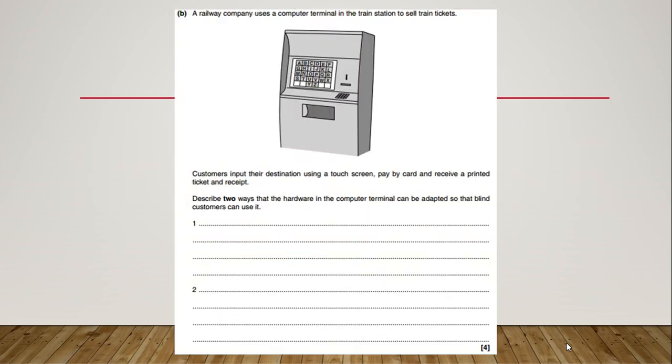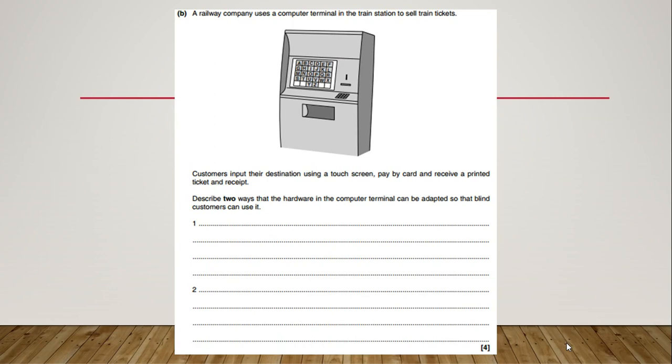Okay, so our last task is to do an exam question. Can you please answer this exam question, and then we'll go over the answers together. It says, a railway company uses a computer terminal in the train station to sell tickets. So basically like when you're at Melton Mowbray station, that terminal just there. Customers input their destination using a touchscreen, pay by card, and receive a printed ticket and receipt.